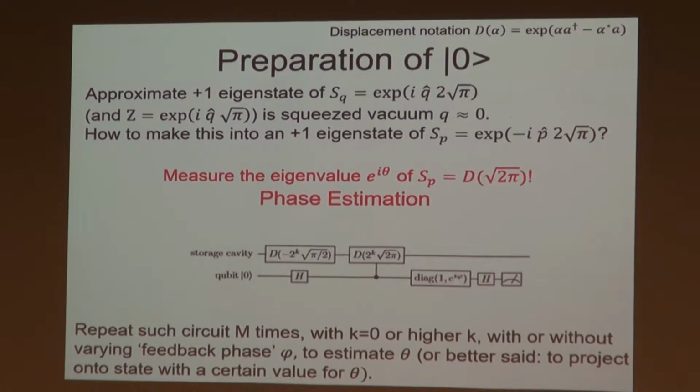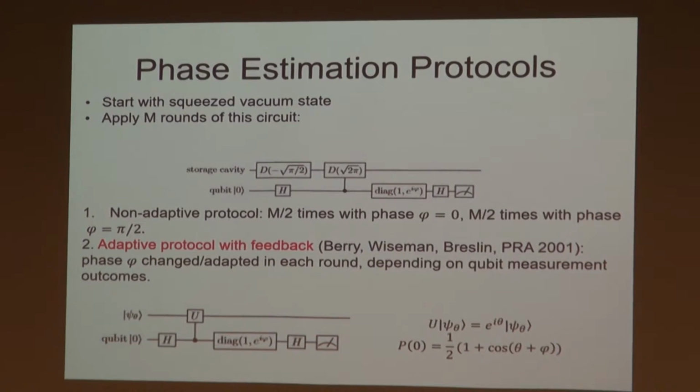So we looked at the standard textbook phase estimation, and the first protocol you can look at already has 100 photons, so, you know, that's too much. Okay? So we look at some other things. The circuit that we use is something like this. We start with a squeezed vacuum state, and then we apply this circuit M rounds on the same cavity state, right? What comes out goes back into the next circuit.